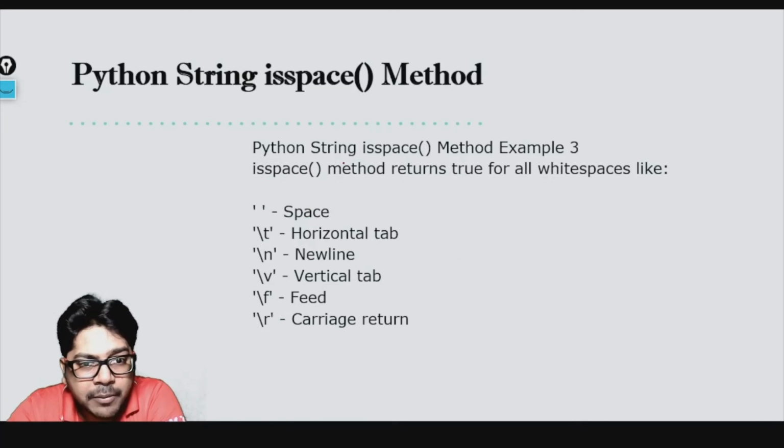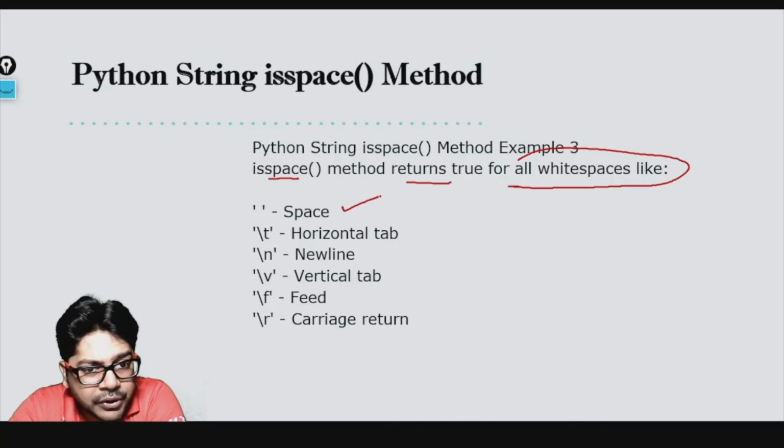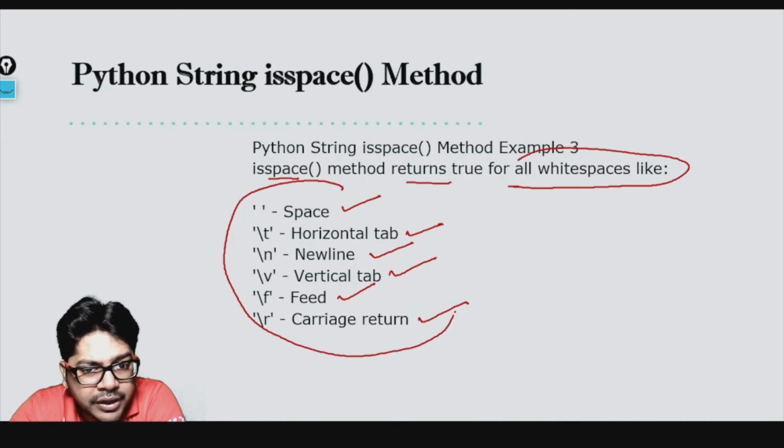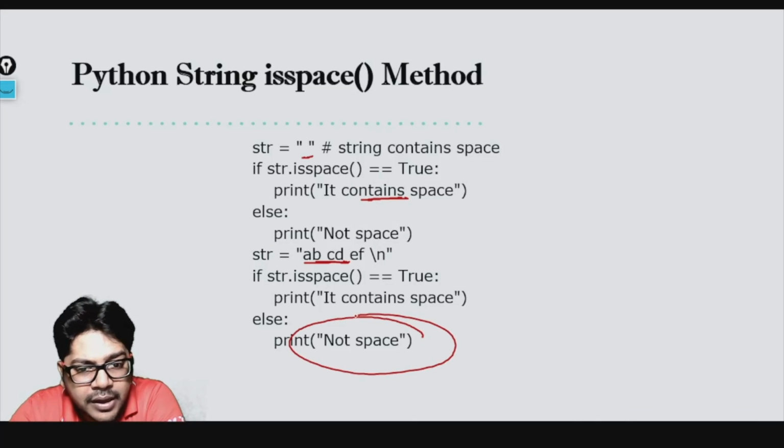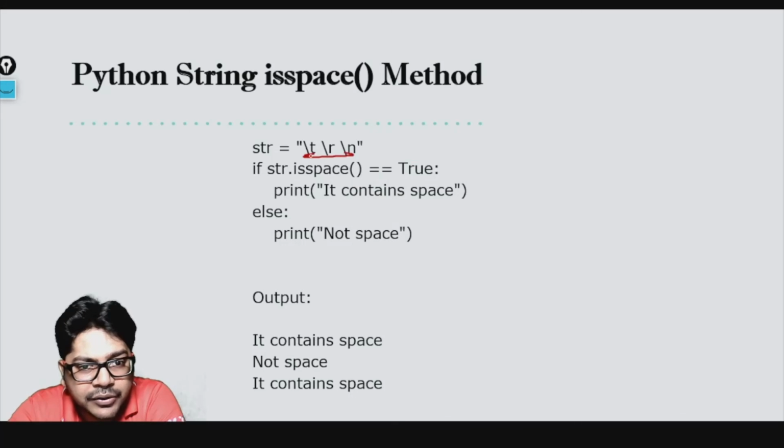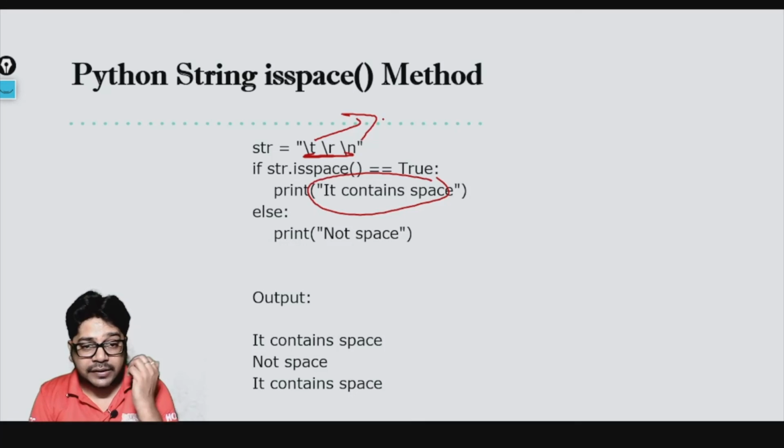Another example: the Python string isspace method, example 3. The isspace method returns true for all white spaces, like a space, a horizontal tab, a new line which is backslash n, a vertical tab which is backslash v, a form feed, or a carriage return. For all these things it is going to give you true. Here we are doing the same thing. For this one it is going to say it contains a space, for this one not space, and for this one it contains a space. Why? Because these are new line characters, these are white space characters.